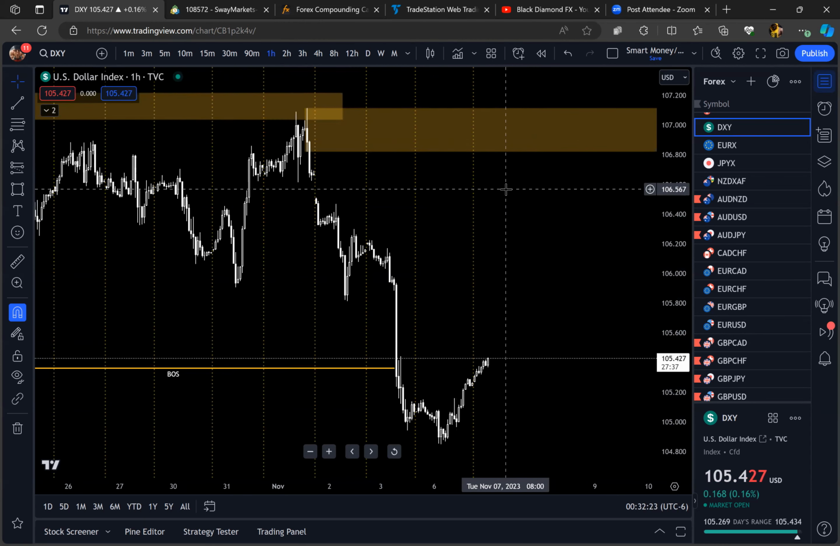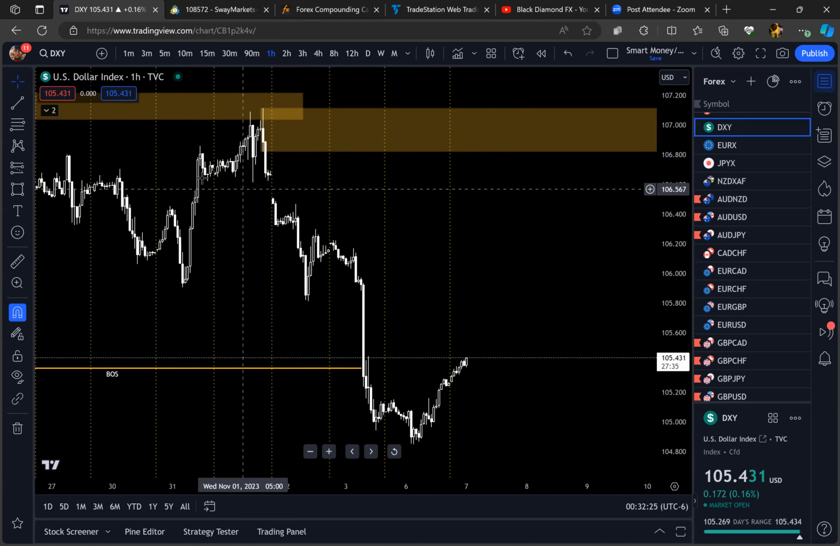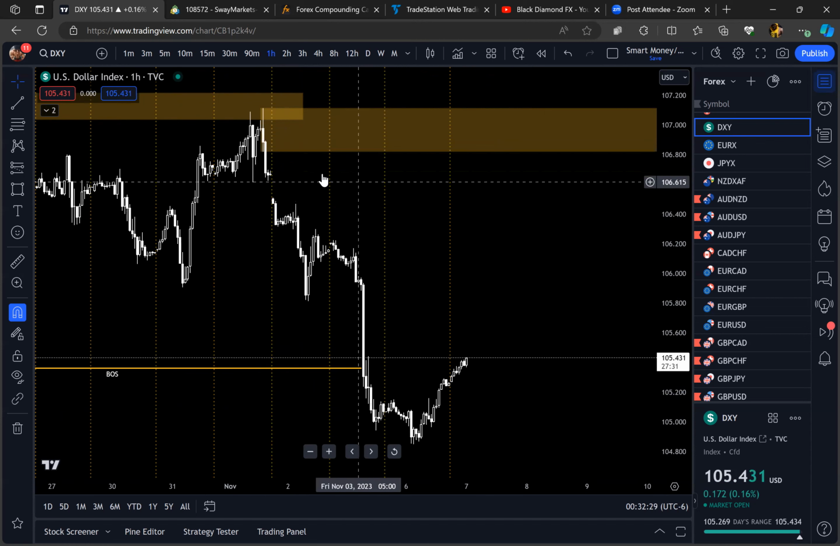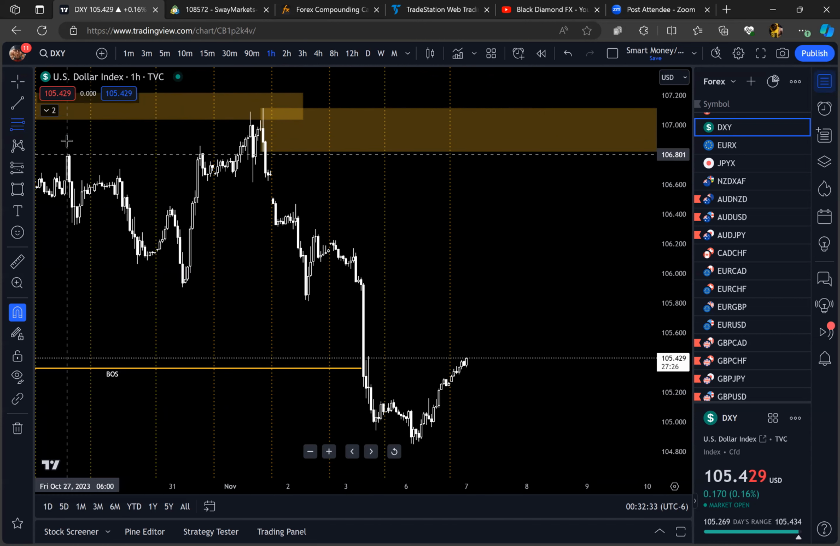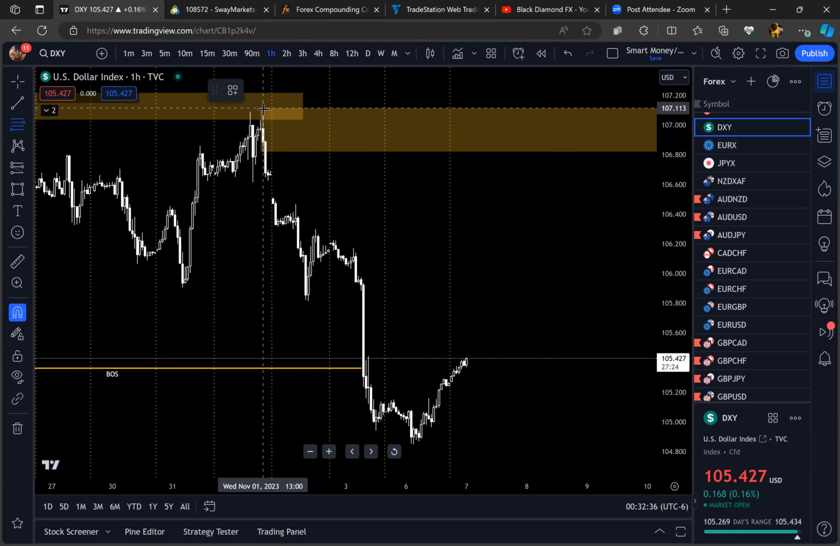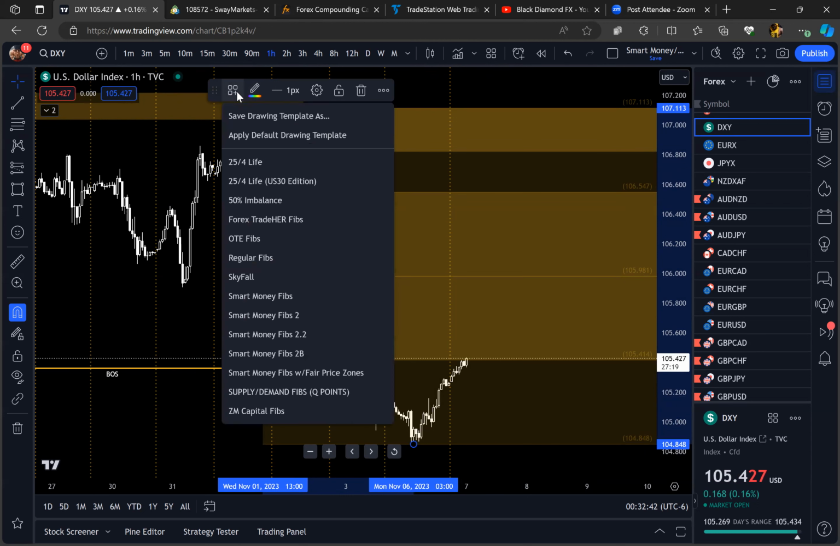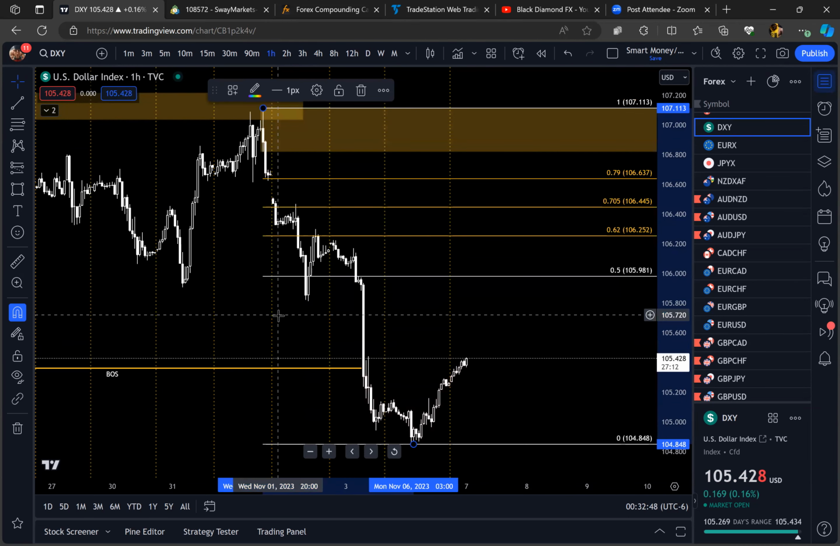Now, something I want to show you guys, because although I have this up here, it's possible that it may not go all the way up there. There's another Fibonacci setting that I have. Check this out from the higher range, lower range. I'm going to give you guys the settings on those. First, I want to look at Smart Money Fibs 2.